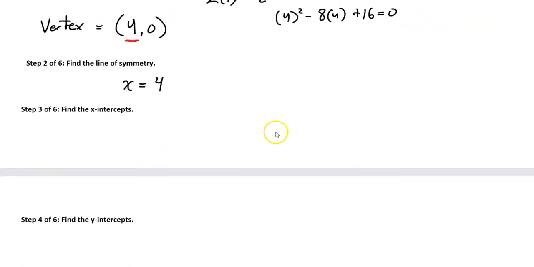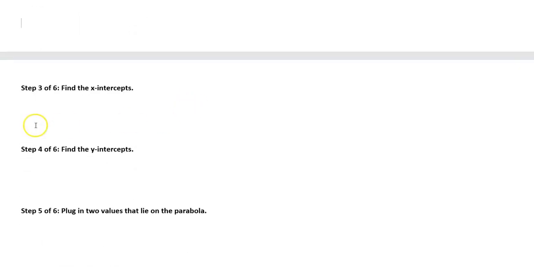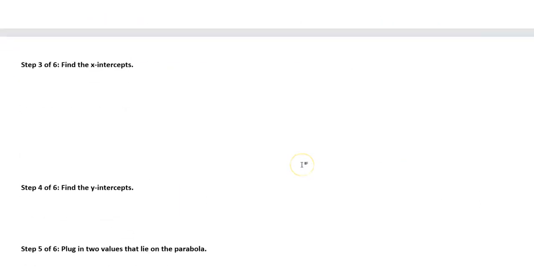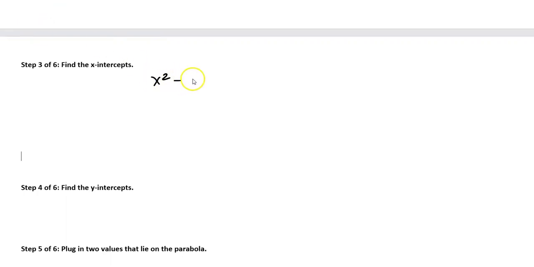Now let's do our x-intercepts. Let me get a little bit more room here. Okay, x-intercepts. Now, this is where the quadratic equation is going to come in helpful. Do you need to do it? It's really up to you. So let's look at this. We've got x squared minus 8x, I think that's a plus 16.